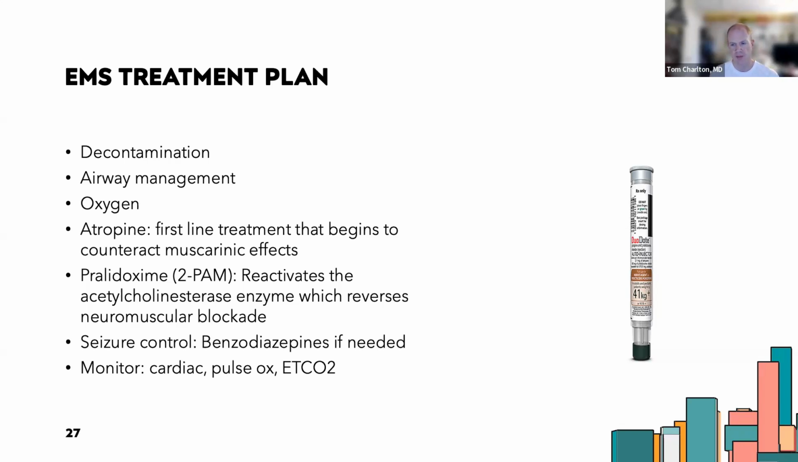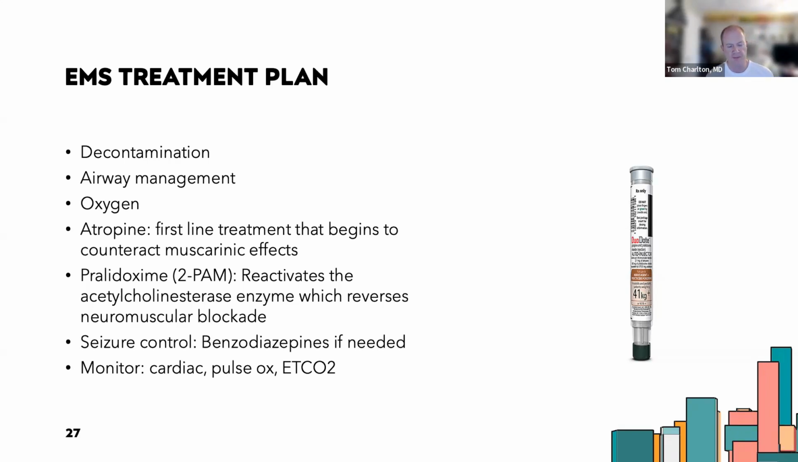So DuoDote. You see a picture of it there on the right-hand side of your screen. Atropine is the first line treatment, and it begins to counteract the muscarinic effects of the acetylcholine that is building up. And what that means is we're going to have to continue giving a ton of atropine depending on what they were exposed to and how much of it they were exposed to. It's very, very common for folks to require a ton, as in we clean out the entire hospital's supply of atropine in order to get this patient's symptoms controlled.